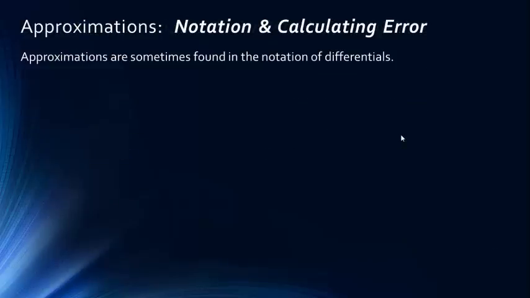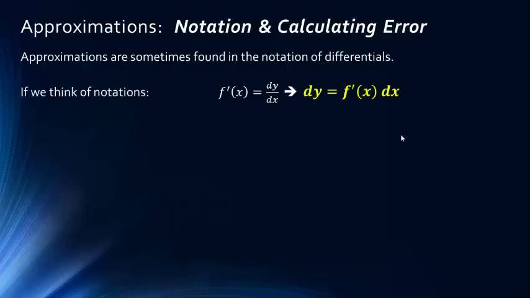Let's see, what else do I have to tell you today? Approximations are sometimes found in the notation of derivatives. For example, if we think of the notation f prime of x equals dy dx, then just by multiplying both sides of the equation by the denominator dx, I get something that looks like this: dy equals f prime of x dx.